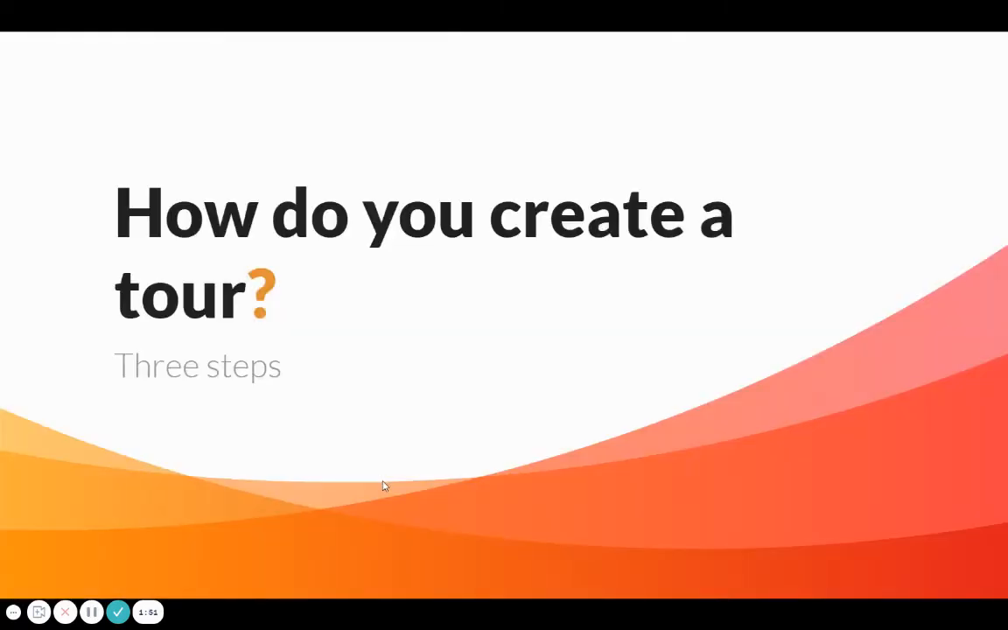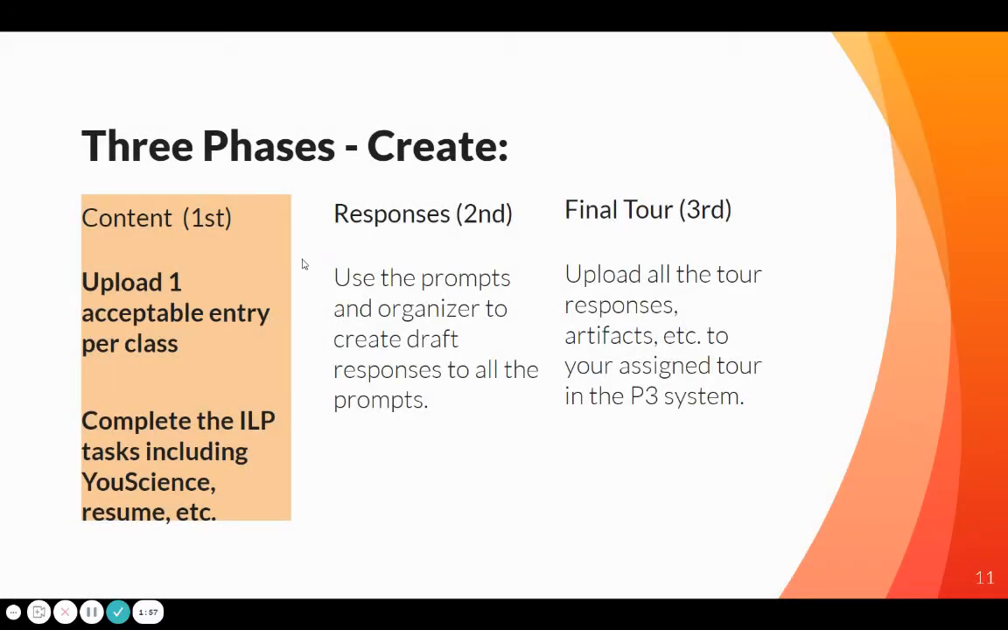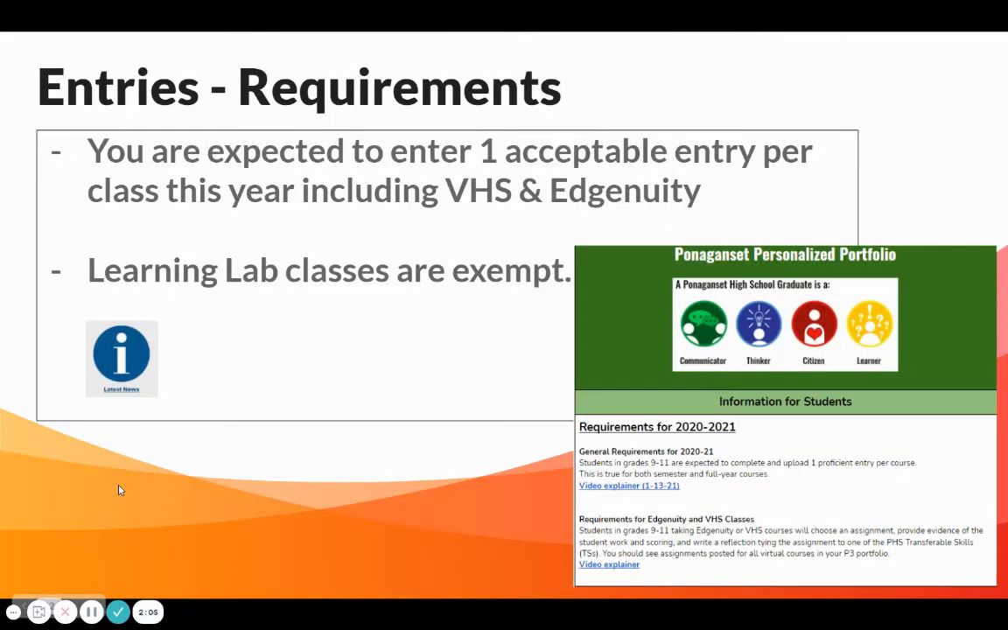How do you create a tour? There are 3 basic steps. So you're going to create content, then responses, and then the final tour. So first, the content. You're going to upload 1 acceptable entry per class and then complete those tasks, which I've already spoken about. So the entries per class, 1 entry per class, including VHS classes, Edgenuity classes, Learning Lab classes are the only ones that are exempt.